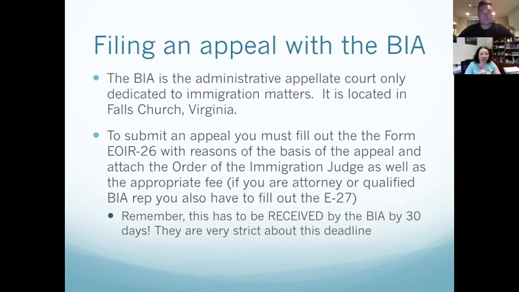So, filing an appeal with the BIA. Like I said, you submit the form E26 with the reasons and basis of the appeal and attach the order of the immigration judge. And if you have a copy of the decision, include a copy of the decision. If you're the attorney, you need to submit an E27. And I should have said, if you are entering your appearance in immigration court, you need to submit an E28 to let the court know that you're entering your appearance. But for the BIA, it's a different form. It looks exactly the same as the E28, but it's for the BIA.